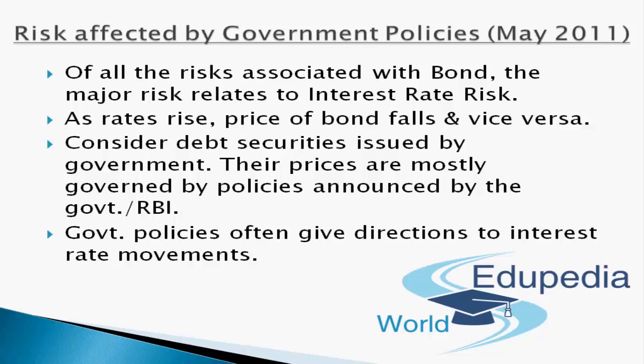So the kind of risk which is going to be affected by government policies is primarily interest rate risk, or we can say it is basically the interest rate risk only. Inflation is certainly going to be impacted as well, but the primary risk would be interest rate risk. If the policies are relaxed, the interest rates are going to fall and the prices of the bond will rise, and vice versa if a restrained money situation arises as per the government procedures and norms. So guys, that was the risk affected by the government policies.